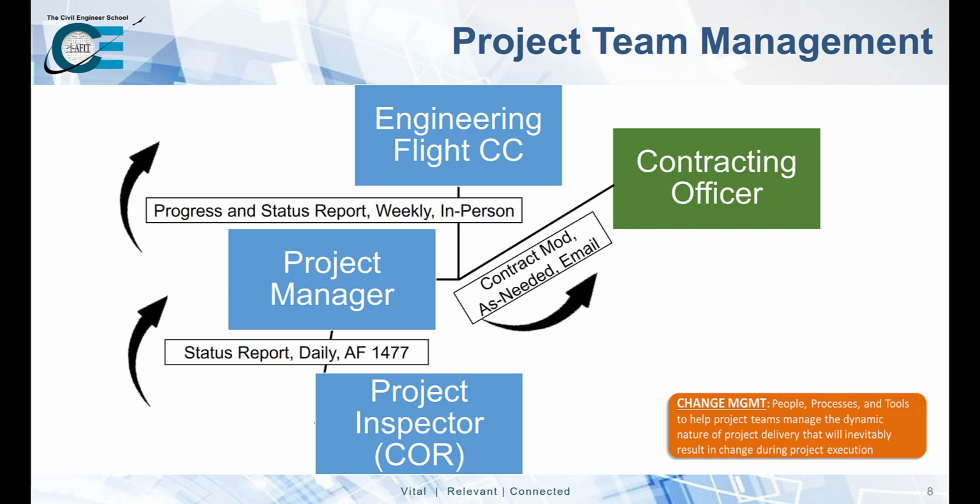If modifications or change orders to the contract are necessary, then the project manager can reach out and communicate with the contracting officer, who is the authority to make such changes. Oftentimes, the PM may serve as both the project inspector and the contracting officer representative, or the Corps may be communicating directly with the contracting officer.